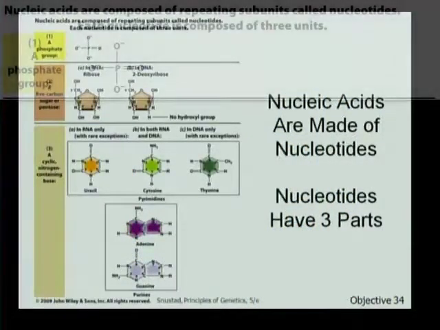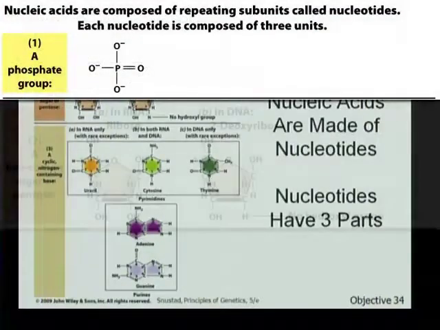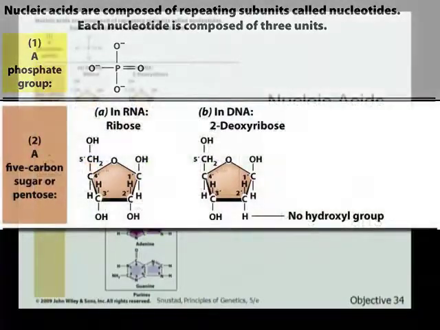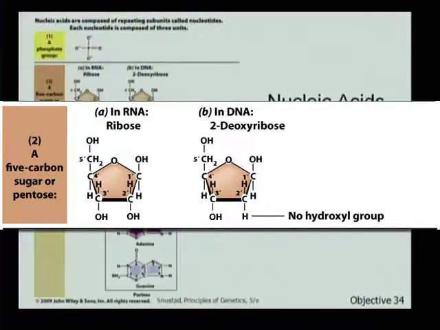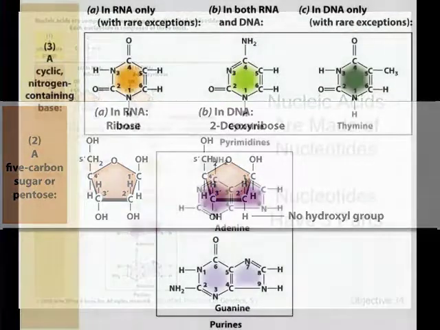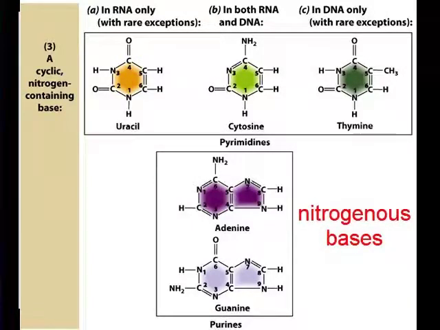Nucleotides have three parts. There's a phosphate group. This is one of the functional groups that we needed to learn. There's a ribose or deoxyribose. These are examples of pentoses because they have 5 carbons. These are carbohydrates that we learned earlier. And then bases, which are ring structures that contain nitrogen, so we called them nitrogenous bases earlier.